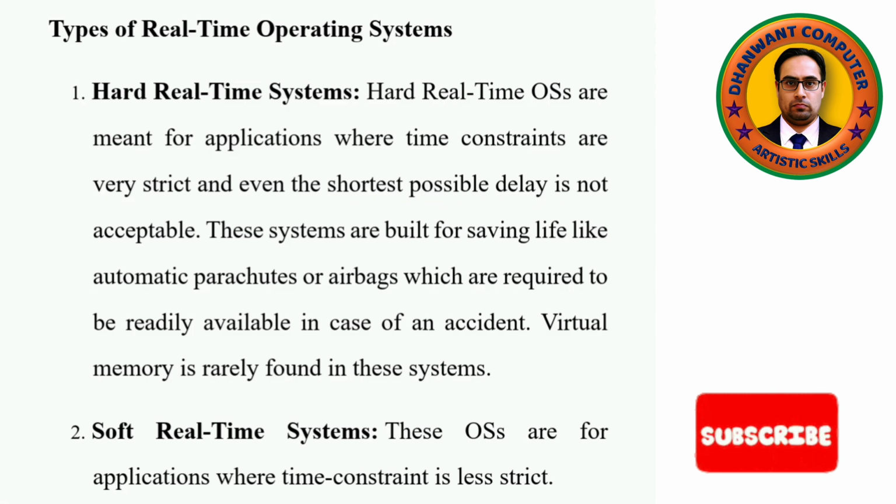Types of real-time operating systems. 1. Hard real-time systems. Hard real-time OSs are meant for applications where time constraints are very strict and even the shortest possible delay is not acceptable. These systems are built for saving life, like automatic parachutes or airbags, which are required to be readily available in case of an accident. Virtual memory is rarely found in these systems. 2. Soft real-time systems. These OSs are for applications where time constraint is less strict.